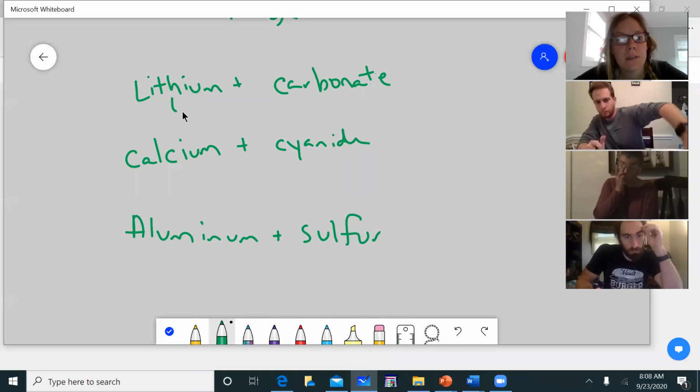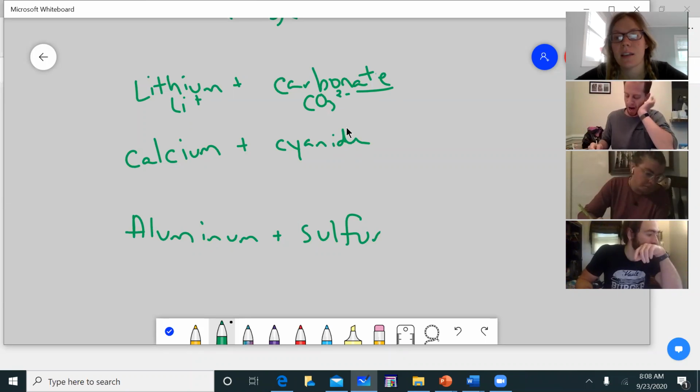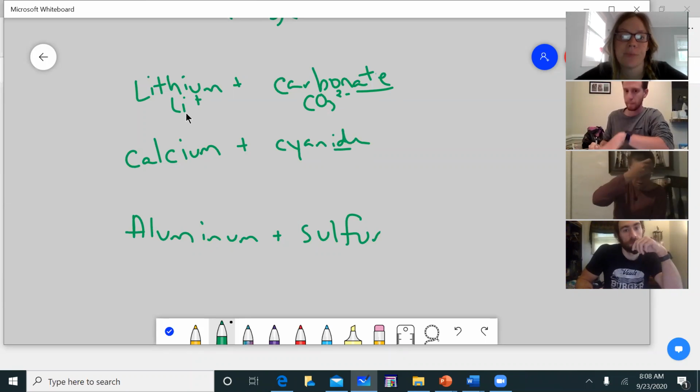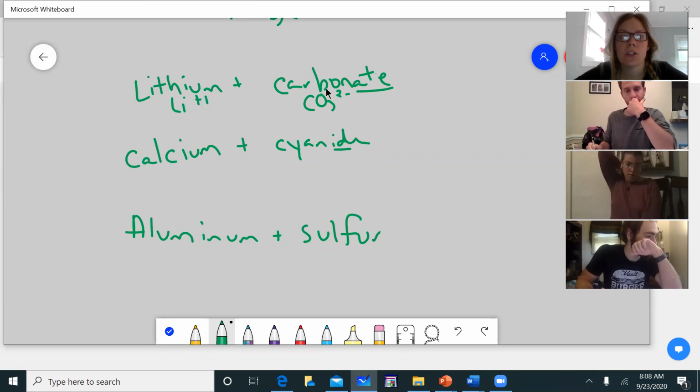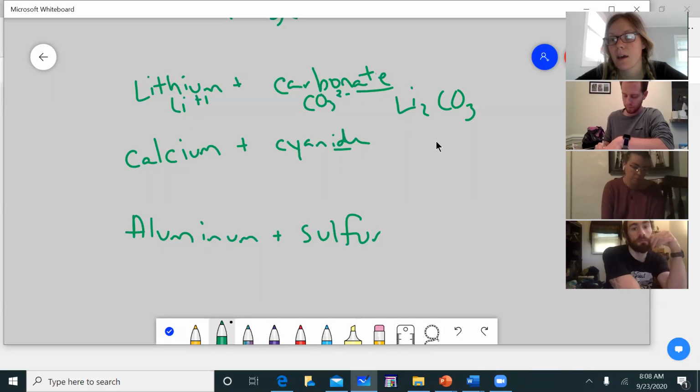Okay, so lithium and carbonate. Lithium is a metal, Li with a plus. Carbonate is a polyatomic ion, CO3 2 minus. The ATEs should indicate that you're dealing with a polyatomic ion. Now there are some polyatomics that don't end in ATE or ITE, like cyanide or hydroxide. So this has a 1 charge, this has a 2 charge, so we're going to flip flop. I need 2 lithiums for every 1 carbonate. I don't put the carbonate in parentheses because I just have 1 carbonate, so I don't need to.